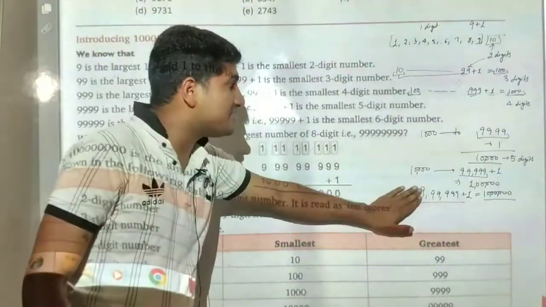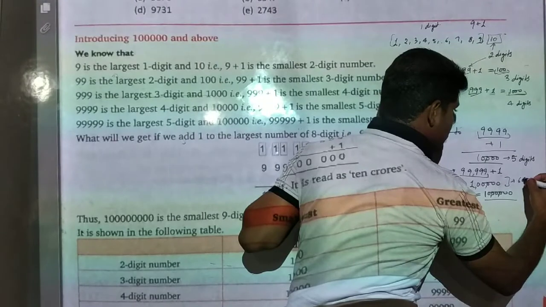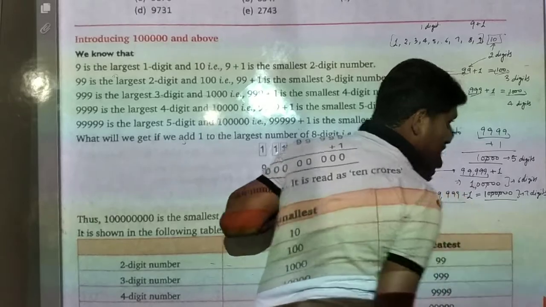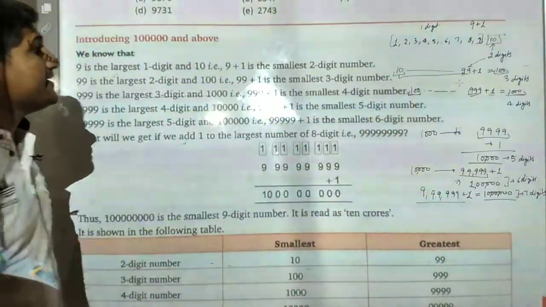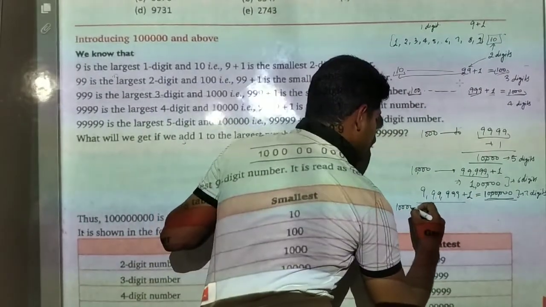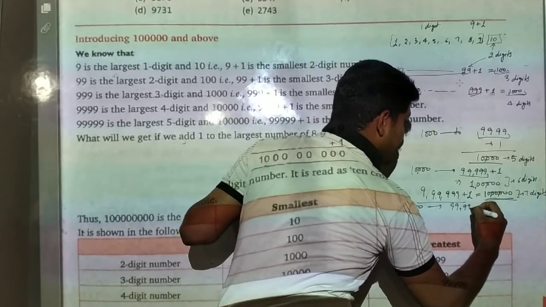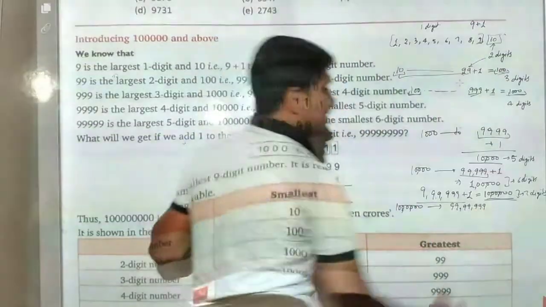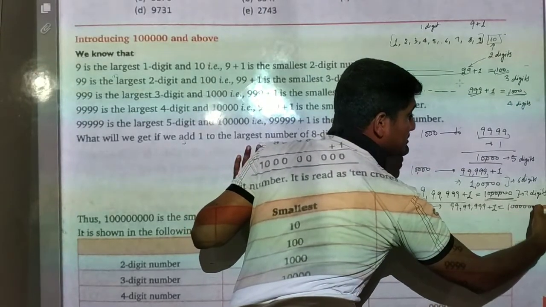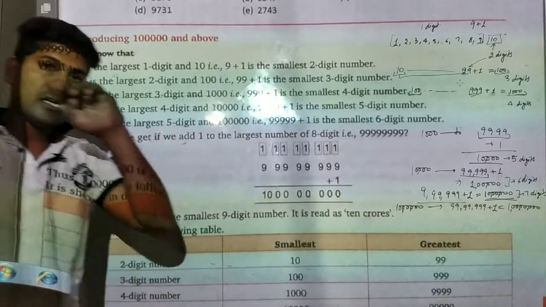So by this method we get the smallest and greatest numbers. This is the 6-digit number and this is the 7-digit number. So by this process we get the smallest 7-digit number. Now from here we start and go to 99,99,999, and when we add 1 to this, we get the smallest 8-digit number.